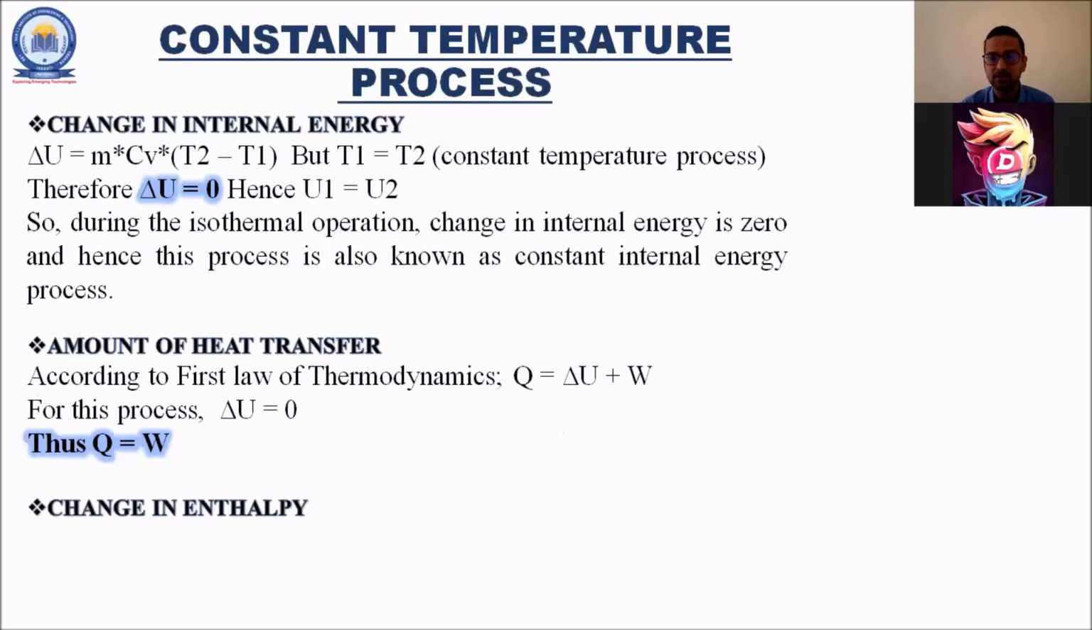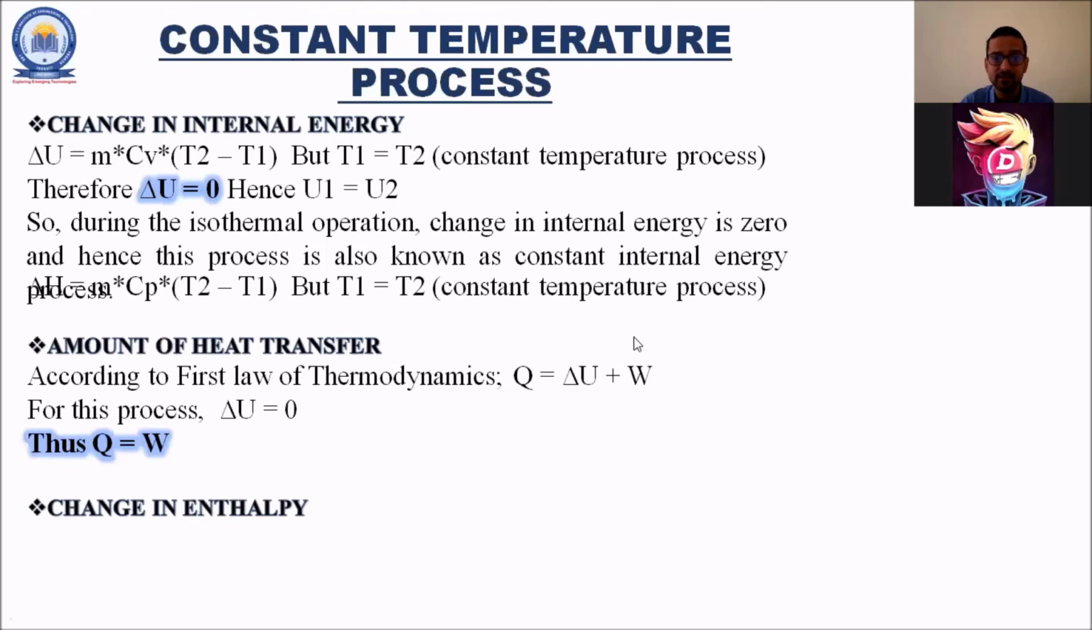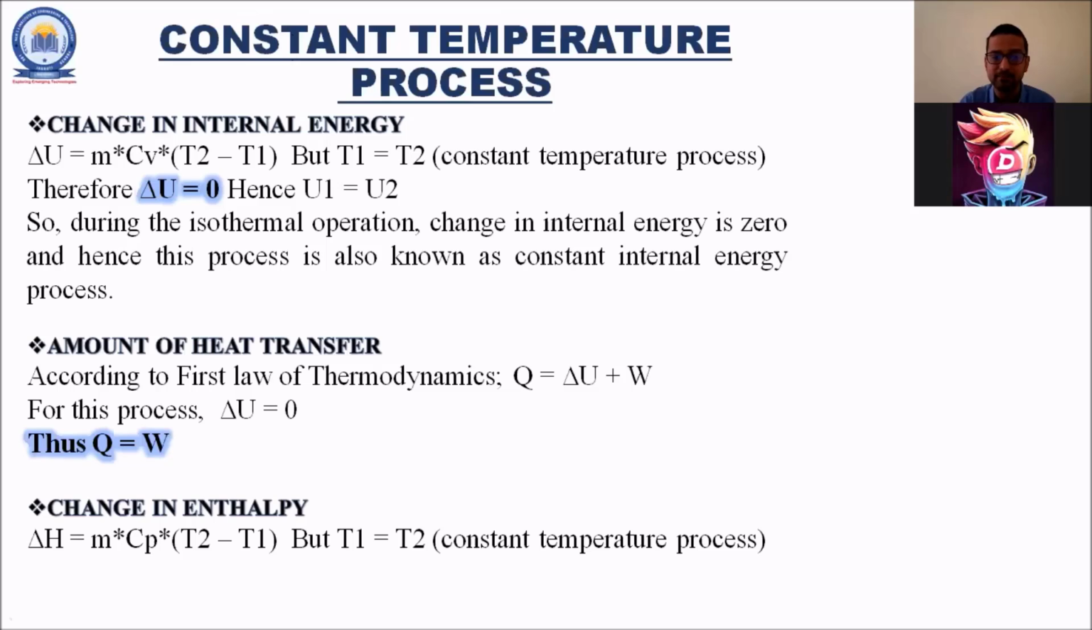Now friends, let me ask you, what is the change in enthalpy, that is delta H, for the isothermal process? Very good, perfect answer from the majority of the students. The standard equation for delta H is equal to mCp (T2 minus T1). But here again the temperature remains constant, so we get delta H is equal to 0.